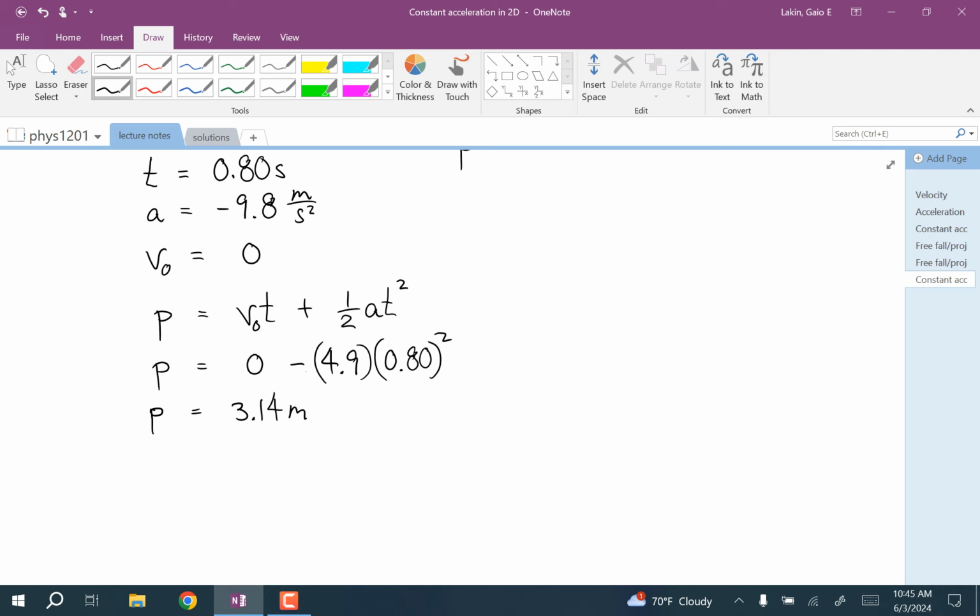Well, that's not quite the answer we're looking for. We're looking for the height that it's caught. This is negative. So what height is it caught at? Well, 3.5 meters high is our 0. And so our height is going to be 3.5 minus 3.14, which is 0.36 meters. So 36 centimeters off the ground is where this is going to be caught.